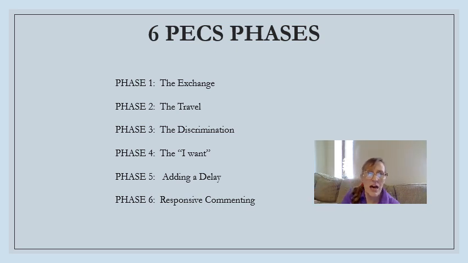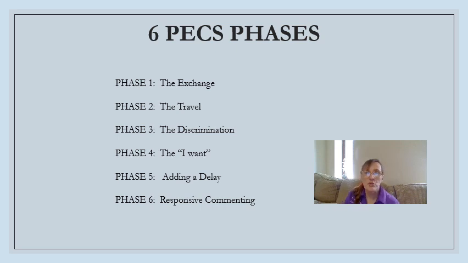So I just want to talk to you a little bit about the different... waiting for my computer to scroll here. All right. So let's talk about the 6 phases. Phase 1 is the exchange. This is just the phase where we're teaching this kid that they got to exchange a card to get what they want. That's all it is.